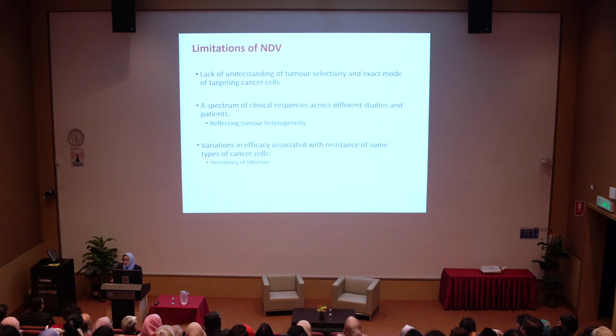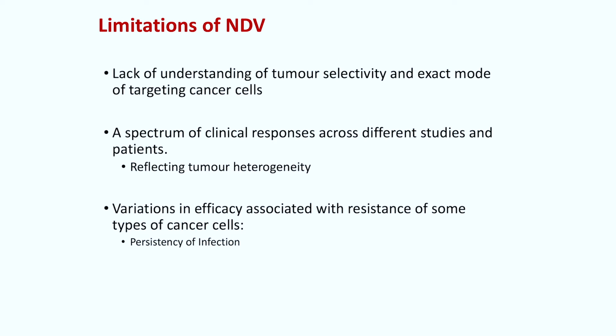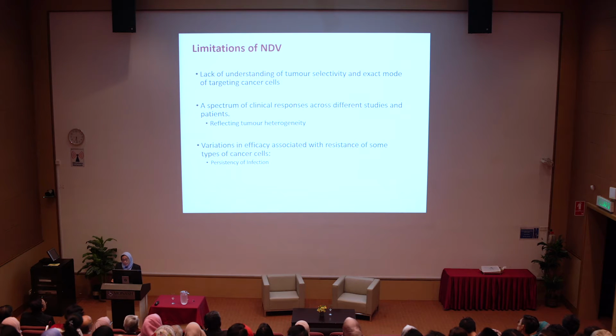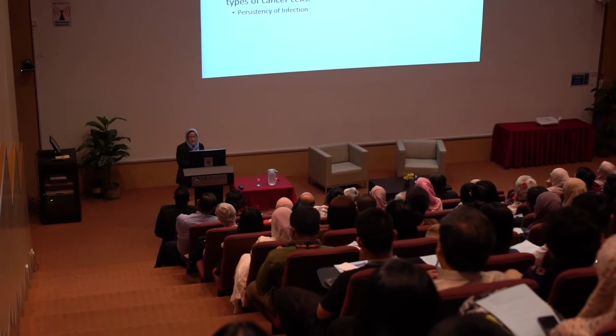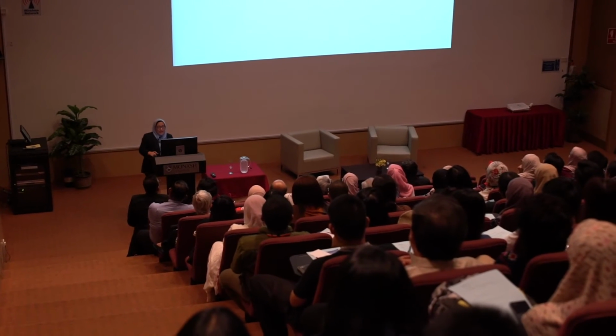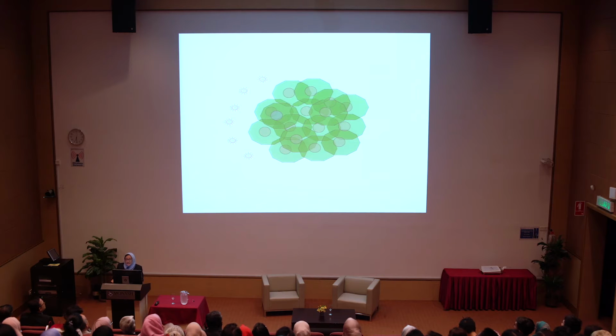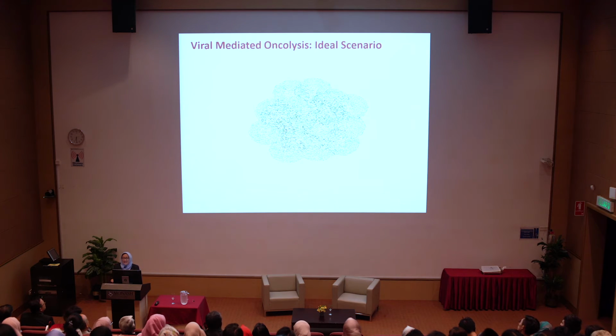As evident from the clinical trials, although some individuals respond very well, there is great variability across patients, across cancer cells. One of the reasons for the variation in efficacy is the development of persistency of infection. Let me explain to you what persistency of infection is. We all anticipate that when these oncolytic viruses target a tumor, this is how they target the tumor: the viruses infect the cancer cells and the cancer cells lyse. That's the ideal scenario.